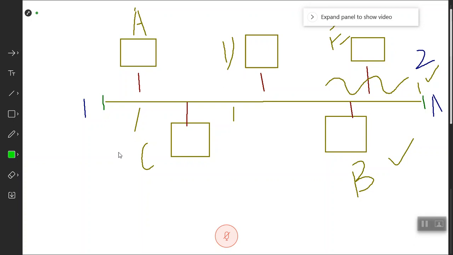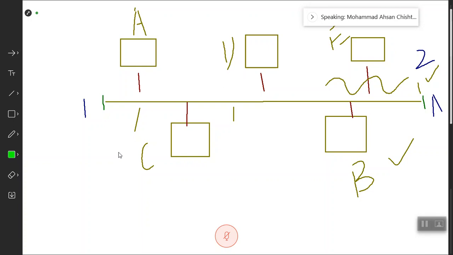Now, at the 2 points 1 and 2, I mentioned there would be a terminator. And what is a terminator? It has the properties of characteristic impedance. We have a surge impedance in which it absorbs the energy and doesn't let the signal reflect back, so that it does not keep on propagating again and again within the same bus. This is also known as electrical termination.